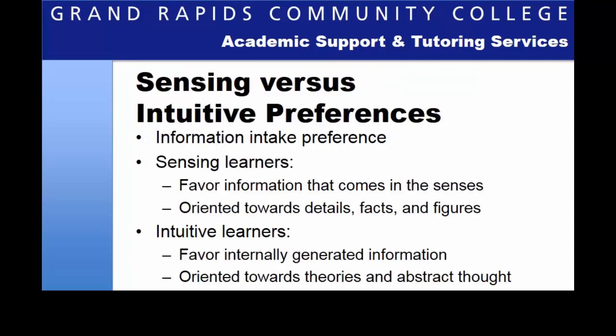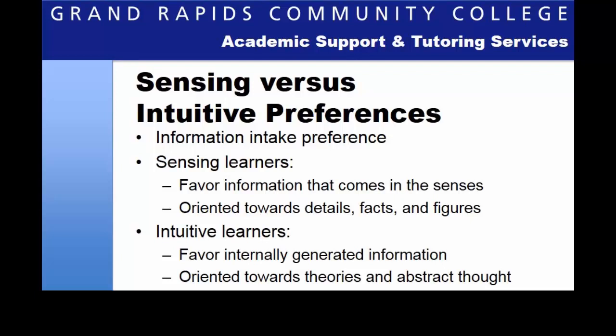The sensing versus intuitive dimension looks at how students prefer to take in new information. Sensing learners favor information that comes in through the 5 bodily senses: sight, sound, touch, taste, and smell. These types of learners prefer dealing with facts, figures, and are detail-oriented. These learners prefer course content that has strong, real-world applications. They also do well in courses which require significant amounts of memorization.